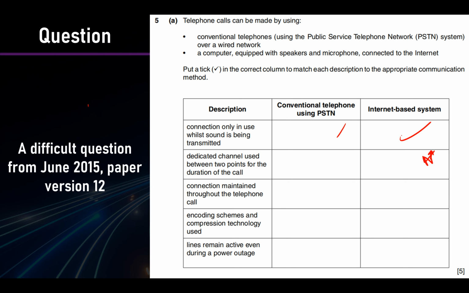So that's going to be this one. Dedicated channel used between 2 points for the duration of the call. This is actually just the opposite of question 1. So that's going to be this one here. Because as mentioned, if they're calling for 10 minutes, they're basically going to be renting that line for 10 minutes. That's why it was expensive. And that was also why it's more expensive the longer you call someone, and also more expensive the longer the distance, if it's an international phone call.